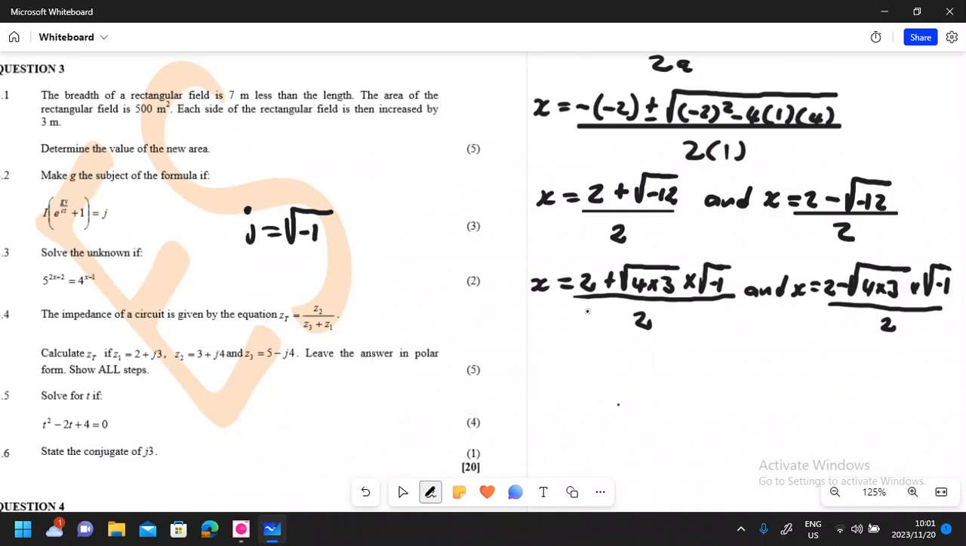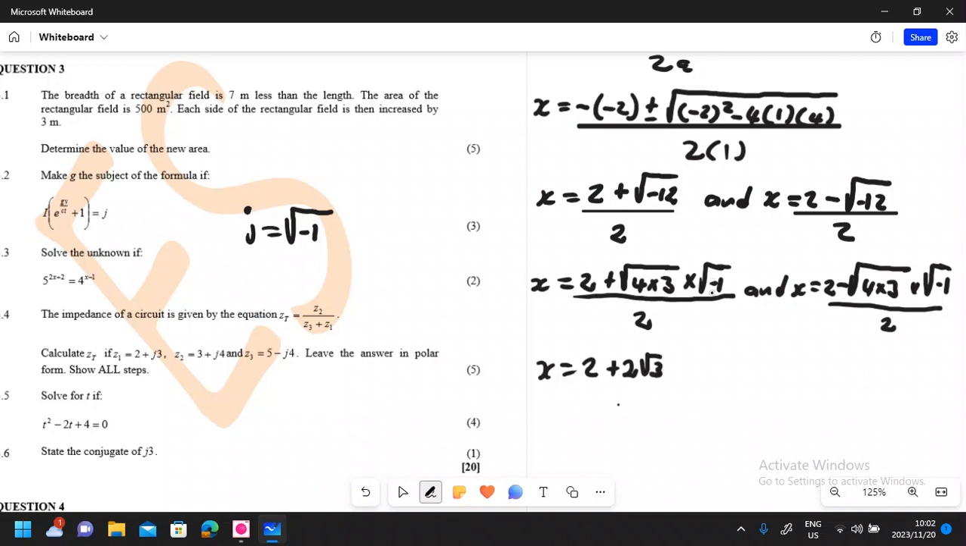All right, now how are you going to do this one? Let's start with the first one here. We have 2 here. Now what is the square root of 4? The square root of 4 is going to be 2, but inside the root, what are we left with? We're going to be left with 3.